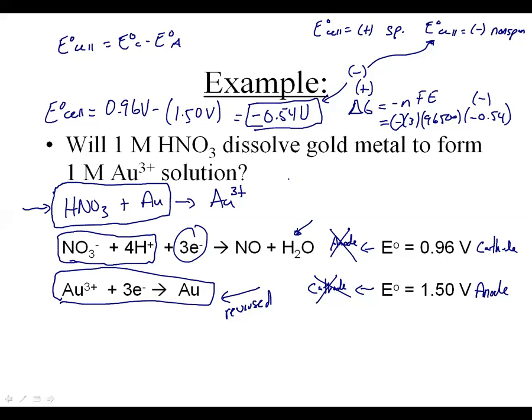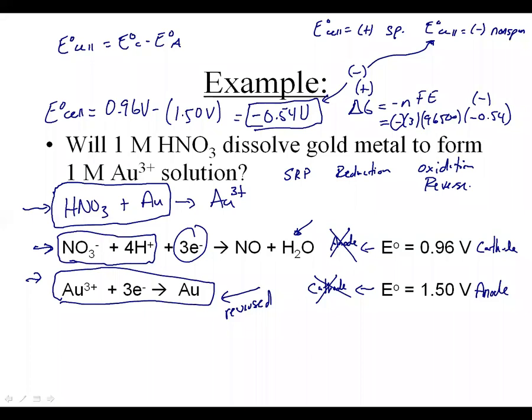Because when you look at SRP reactions, they're all reduction reactions, right? So both of these reactions that were given to us from the table, they're both reduction reactions, which means in order to get to the oxidation reaction, you need to reverse one of them. And again, that is typically the anode that gets reversed because they're all written as reduction reactions.